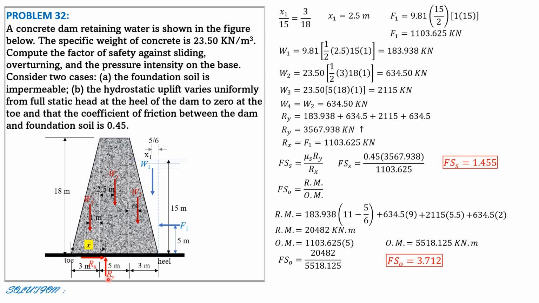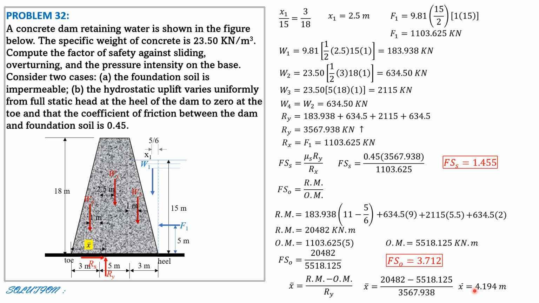Then let's solve for x bar. Summation of moments about the toe equals 0. Ry times x bar plus F1 times 5, that's the overturning moment, equals the moment due to the weights, the righting moment. Therefore, x bar is righting moment minus overturning moment divided by Ry. Substituting, x bar is 20,482 minus 5518.125 divided by 3567.938. So x bar is equal to 4.194 meters.